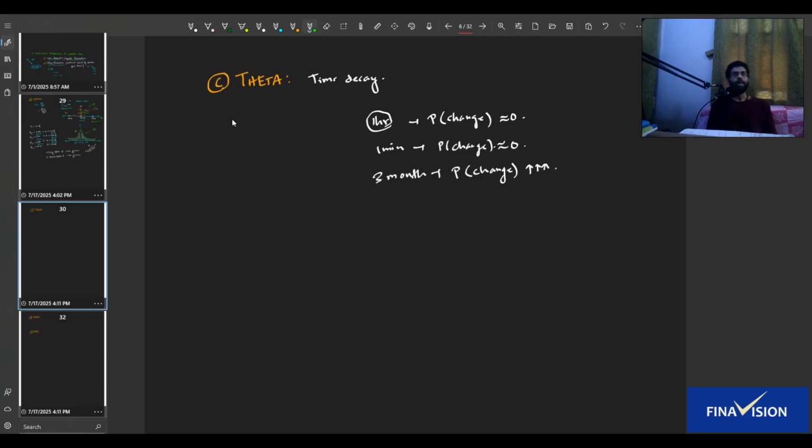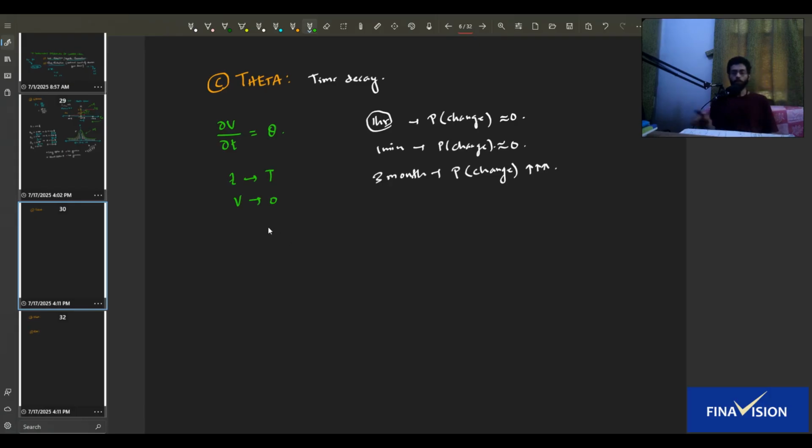Basically, theta is written like this: change in value with respect to change in time. This amount, change in value with respect to change in time, is defined as theta. And this is also probabilistic, because as time approaches expiry, the value approaches 0. And this value approaches much faster if it is an ATM option. If it is an in the money option, it approaches a little bit more slowly.